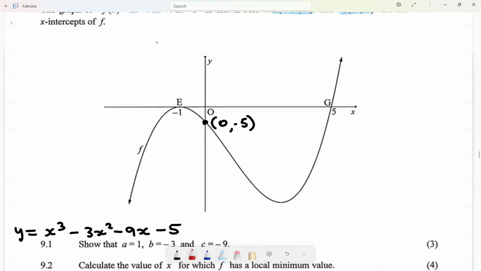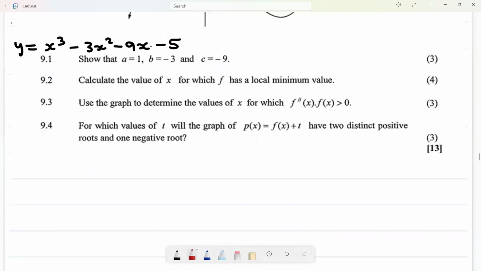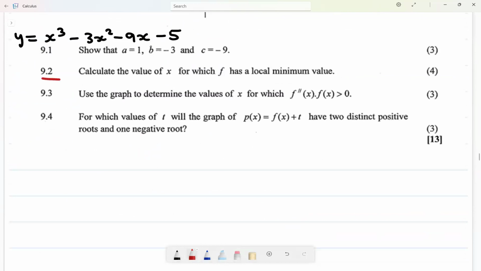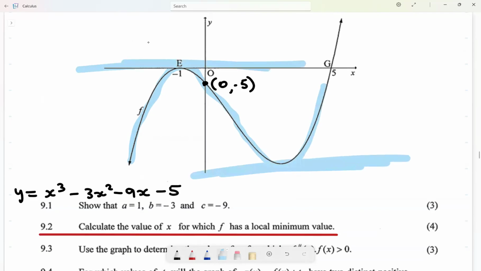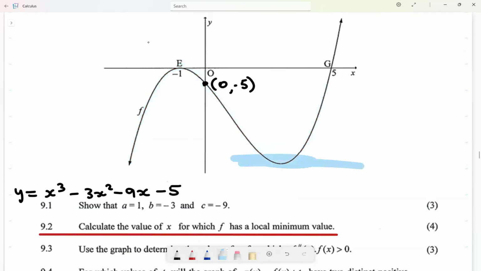Okay, so they ask me 9.2, calculate the value of x for which f has a local minimum value. So calculate the x value for which f has a local minimum value. So local minimum value, this is what? Local maxima, local minima. So they want the x coordinate of this one. How can I find the x coordinate of this one?